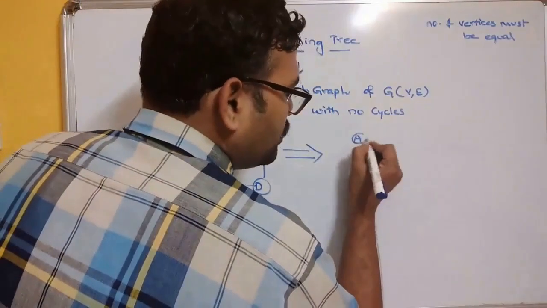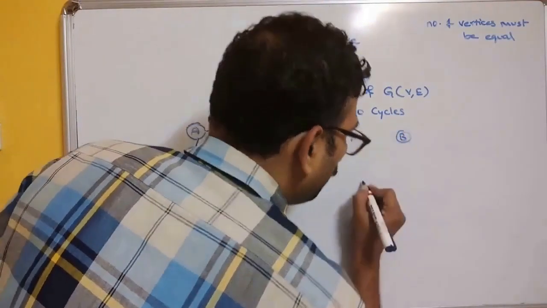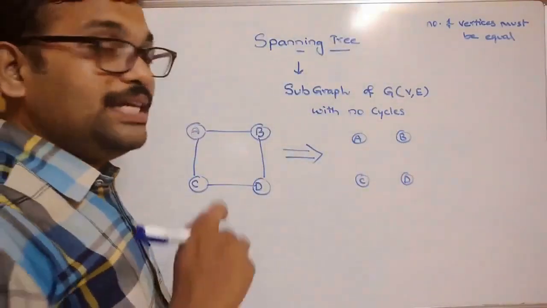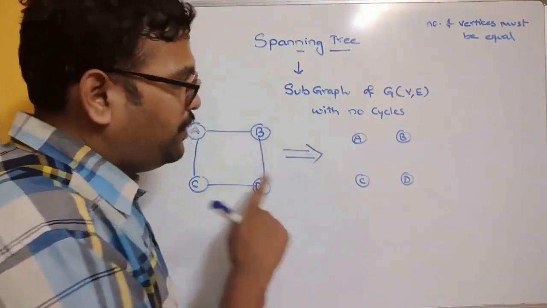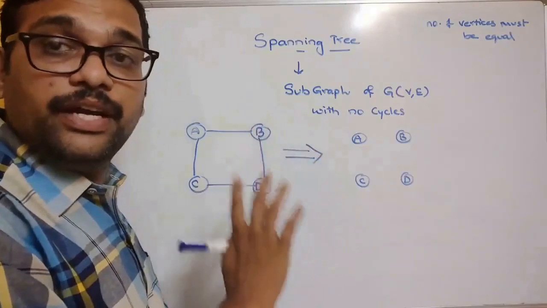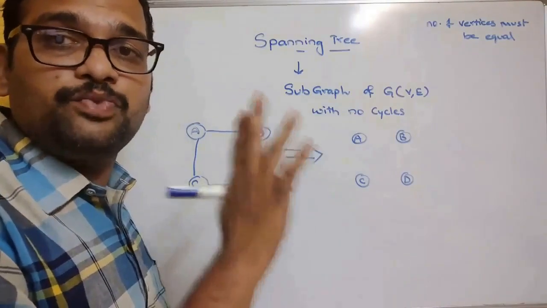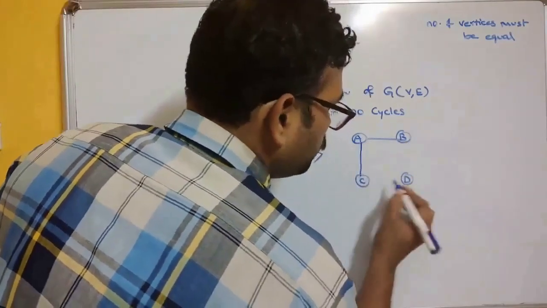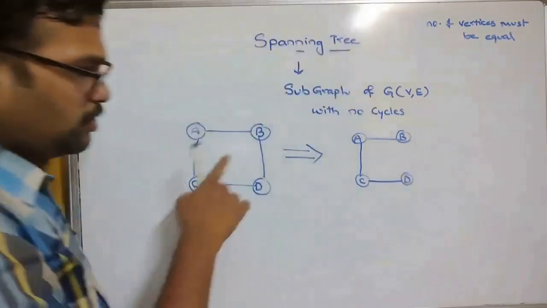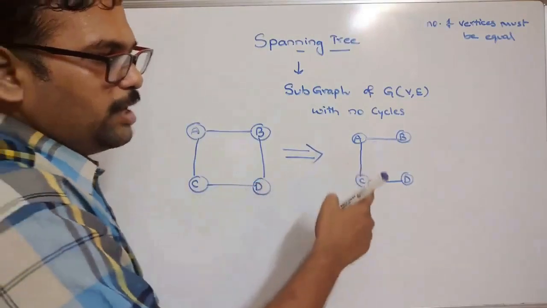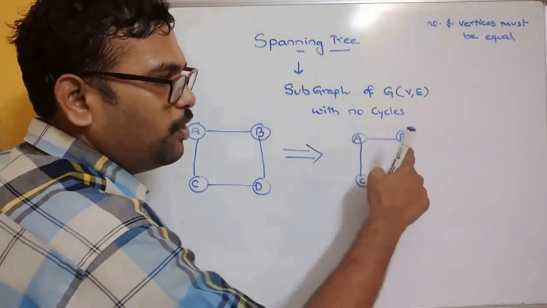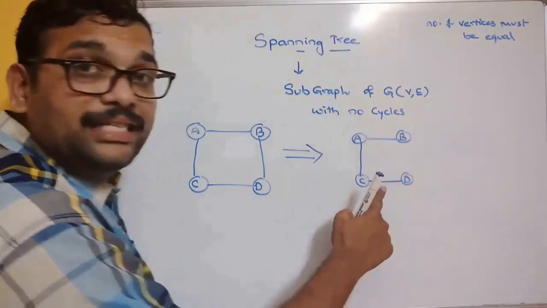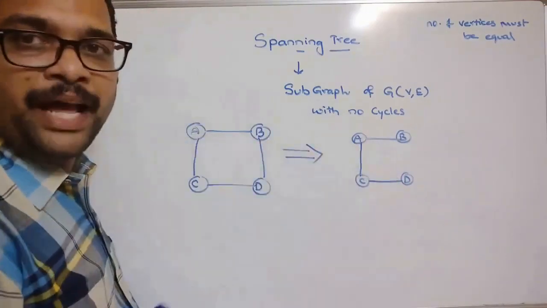So we have to connect all the edges. So I am writing all the edges here. Next, if there are 4 vertices, we should connect with 4 minus 1 edges. So I will connect this one: A to B, A to C and C to D. So this is a construction, right? You can observe here we are having 4 vertices and the edges are 4 minus 1, that is 3 edges. So this is one spanning tree.